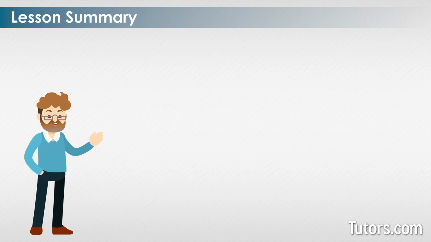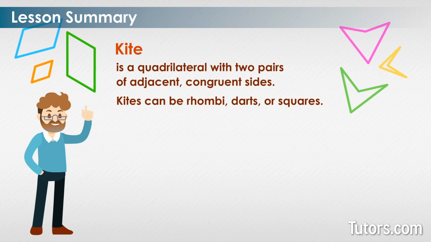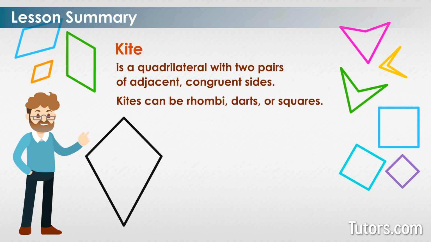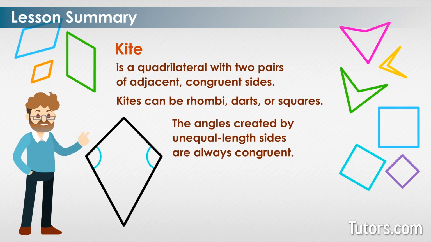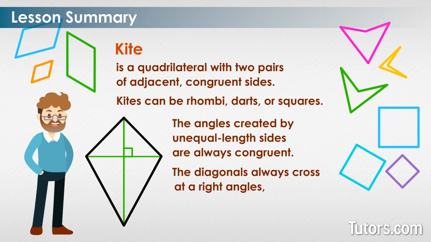For what seems to be a really simple shape, a kite has a lot of interesting features. Using the video and this written lesson, we have learned that a kite is a quadrilateral with two pairs of adjacent congruent sides. Kites can be rhombi, darts, or squares. We also know that the angles created by unequal length sides are always congruent. Finally, we know that the kite's diagonals always cross at a right angle, and one diagonal always bisects the other.